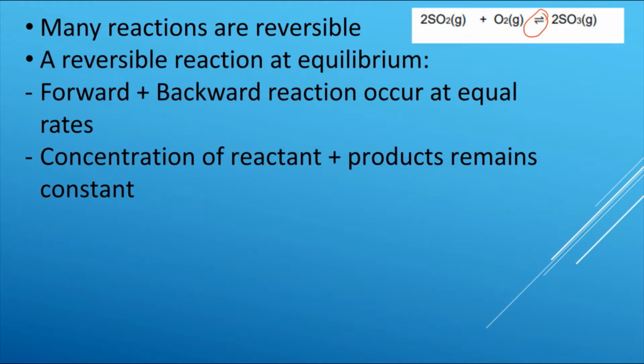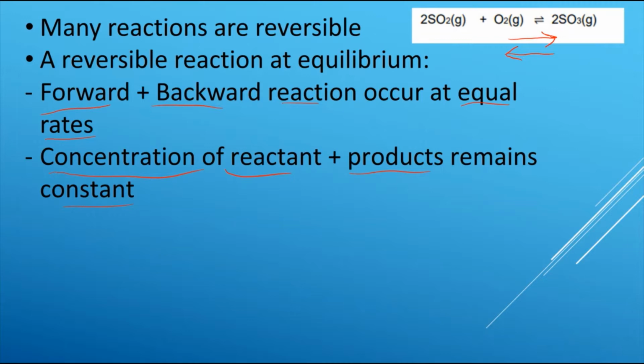And for a reversible reaction at equilibrium, there are two conditions. The first condition is that the forward and the backward reaction occur at equal rates. So in this example, the forward reaction, which is making the product, occurs at the same rate as the backward reaction, which is making the reactants. Now the second condition is that the concentration of the reactant and the product remains constant.